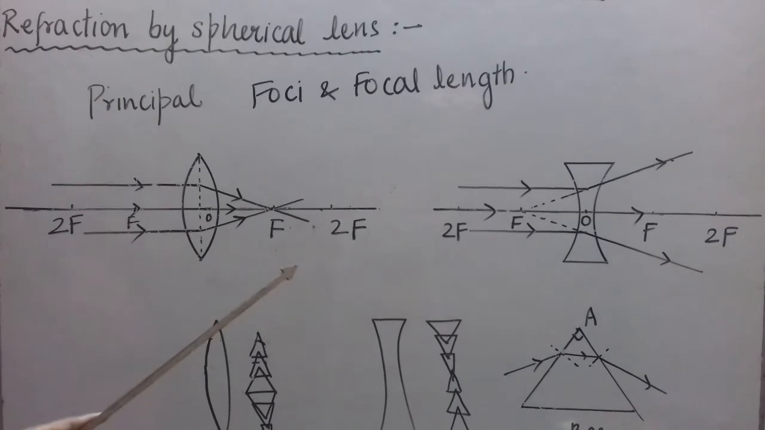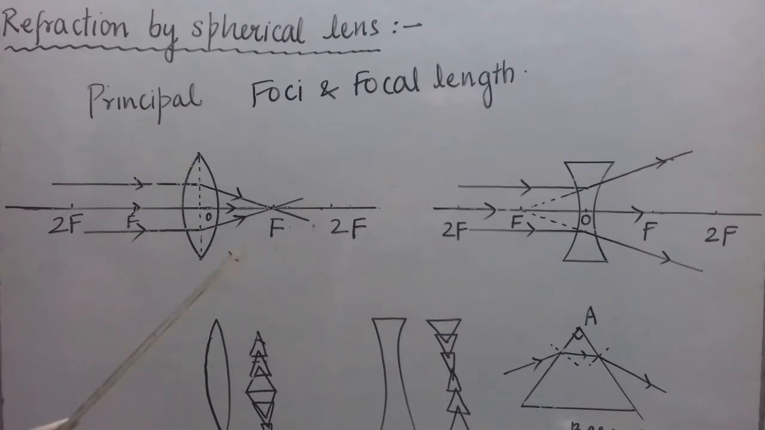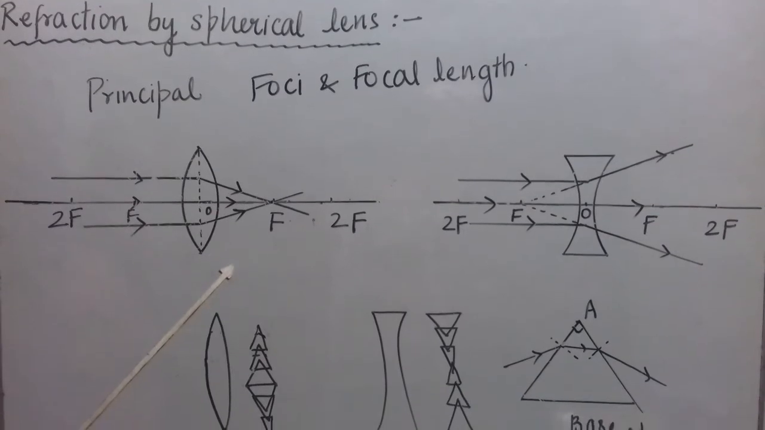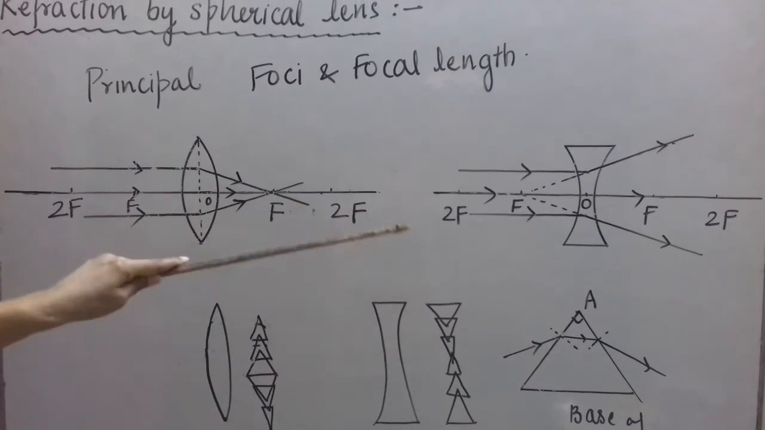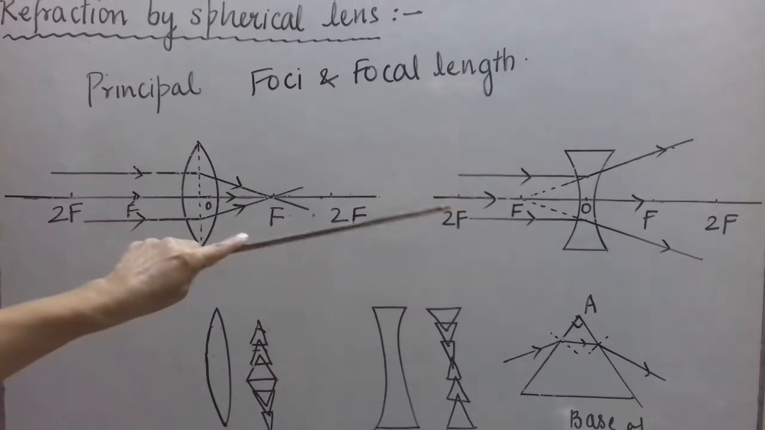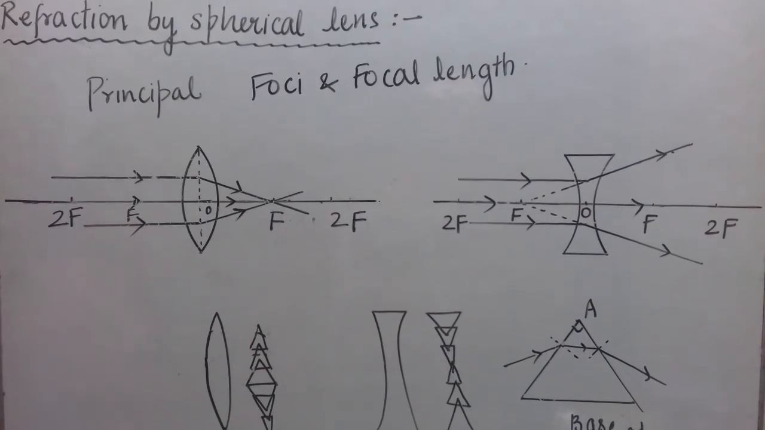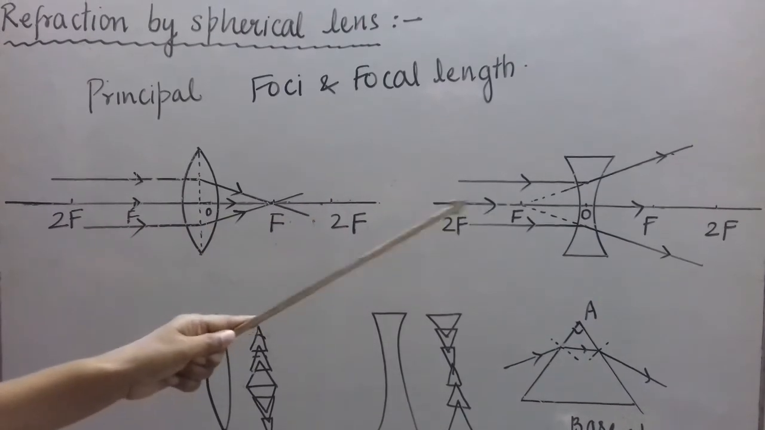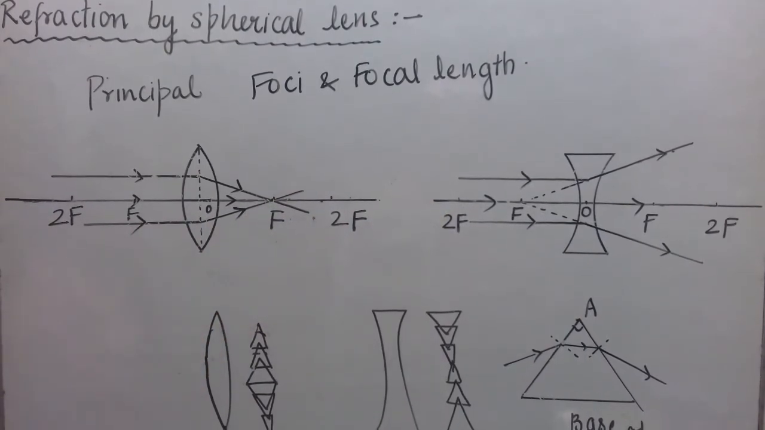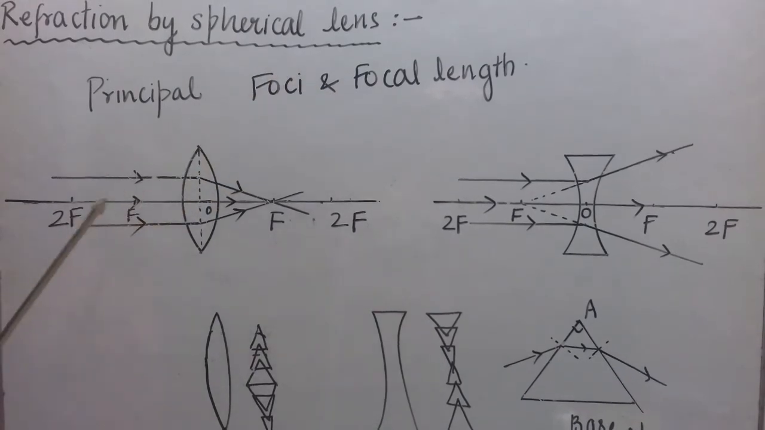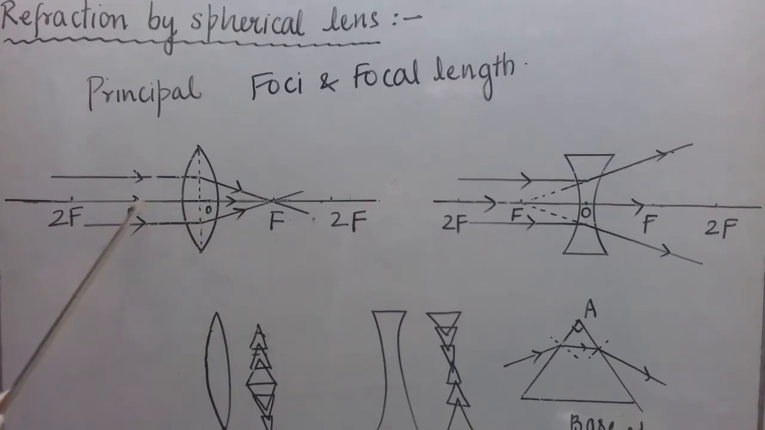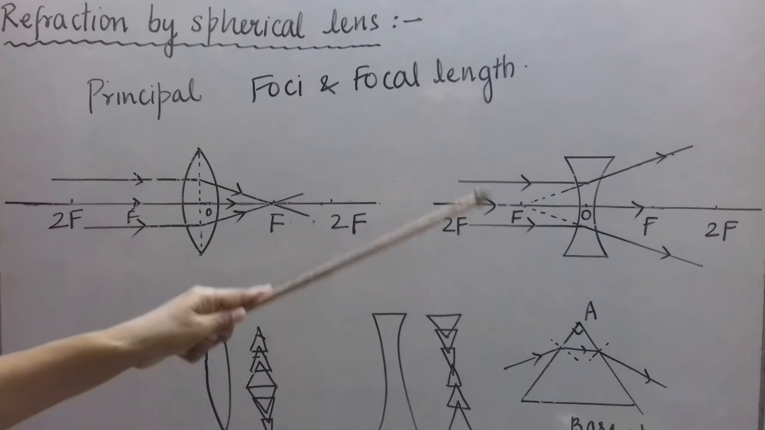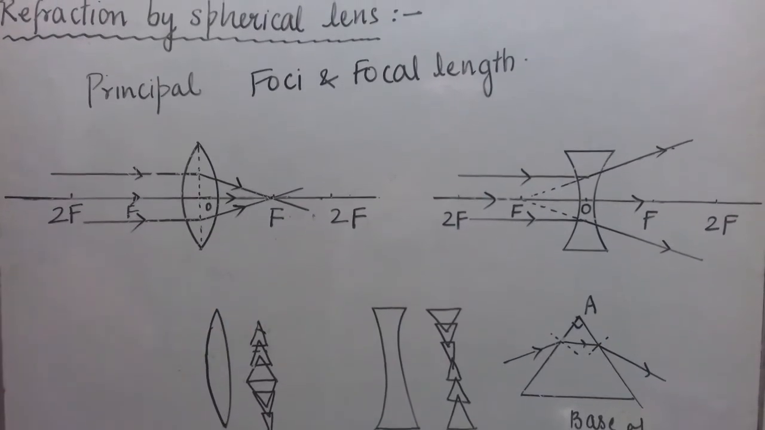Now overall, if I ask you what is the definition of focus of a spherical lens, I can say a point on the principal axis where rays parallel to the principal axis meet or appear to meet after refraction through a lens is called its principal focus. And we should know that both the sides are refracting in both the lenses, so there are two principal foci. What is focal length? It is the distance between focus and optical center of the lens. So this FO, similarly there OF, is the focal length of the lens.